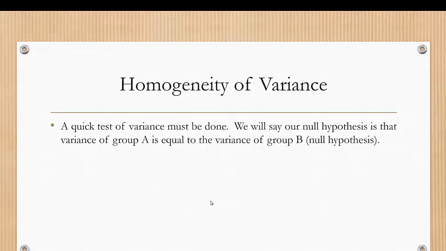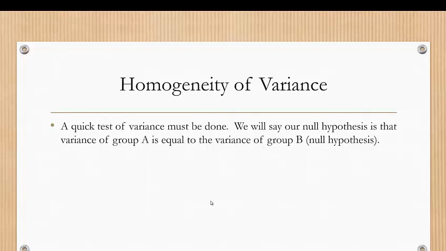Let's say that our null hypothesis is that the variance of group A is equal to the variance of group B. Okay, that's typically what we say the null hypothesis is, that they're equal. Here we're testing for homogeneity, the differences among the variances, and so our null hypothesis is going to be there is no difference.